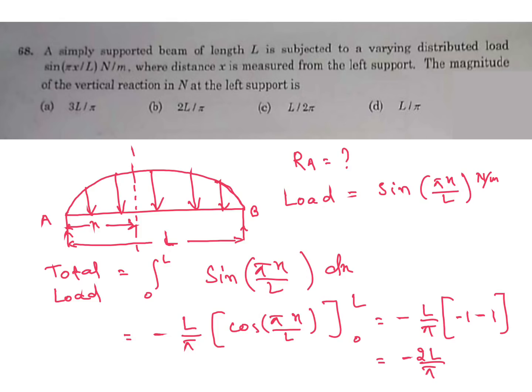This is a simply supported beam. So the load is equally distributed. So RA equals RB, which is total load divided by 2, it should be plus 2L by π into 1 by 2, you will get L by π. This is your answer. L by π, D is your option.